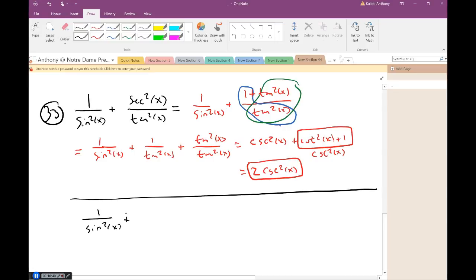So maybe you said, oh, let's try to just start by rewriting everything in terms of sines and cosines. So maybe I start by writing this as secant as 1 over cosine squared and tangent as sine squared over cosine squared.